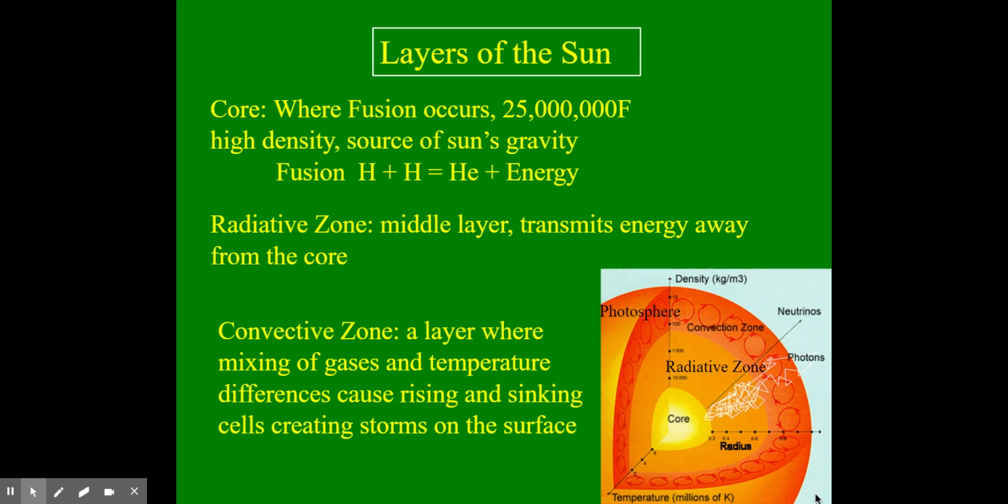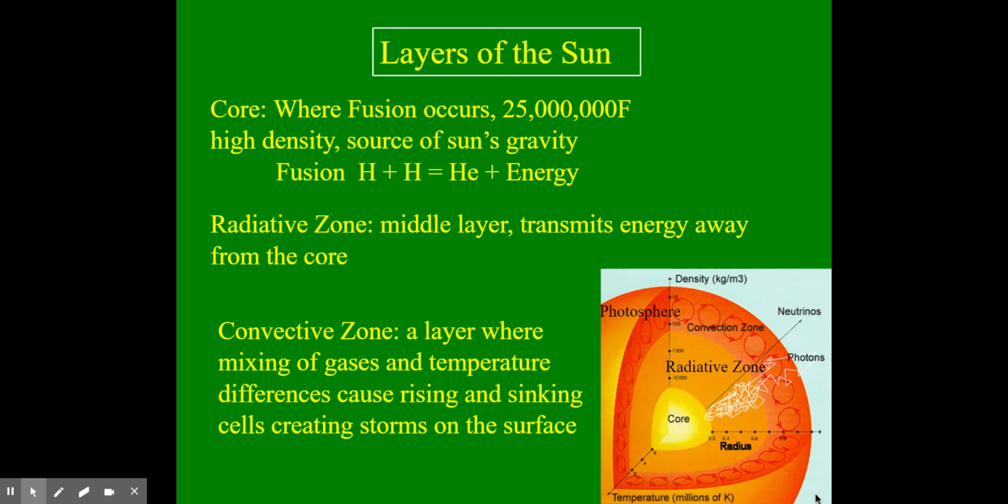The radiative zone is known as the middle layer of the sun, probably a little bit similar to our outer core. It's just transmitting energy away from the core itself. It takes material quite a ways and quite a while to get through that radiative zone. It's a relatively dense layer, not as dense as the core, but it transmits energy away from the core.